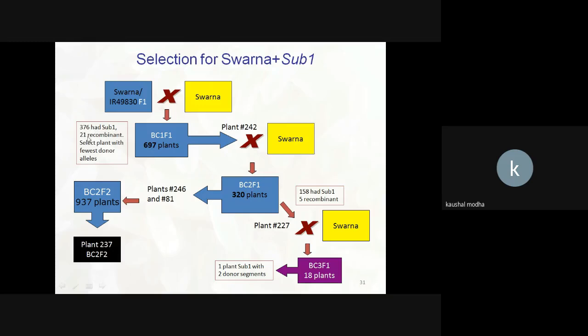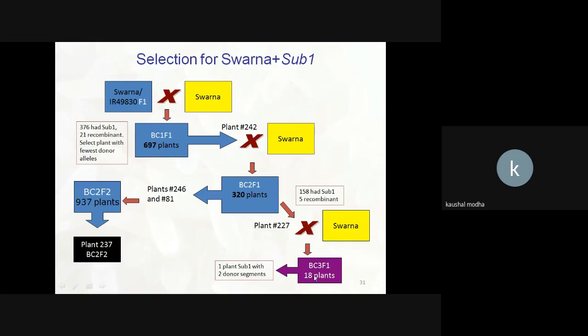Out of these 21, they selected a plant having the maximum similarity with the recurrent parent, and plant number 242 was backcrossed to Swarna. And then there are 320 backcross progenies. Out of that, 158 had the target locus, foreground selection was performed, and 5 were recombinant on the other side of the target locus. Out of these 5, one plant, 227, was selected, which showed maximum recovery of the recurrent parent, and it was backcrossed to Swarna to produce backcross 3 progenies.